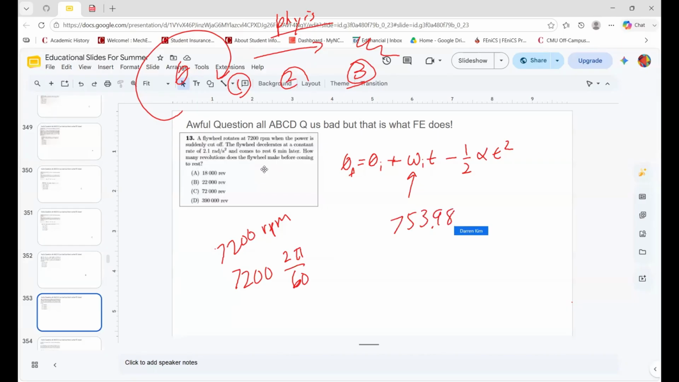753.98. Does it make sense with the RPM we're given? It does. Okay, it kind of does actually. Minus, because it is a deceleration, 2.1 divided by 2 is 1.05. What is t squared? t squared is 60 multiplied by 60, which is 360 and then squared. And over here, I keep on forgetting the t. That's a thing to note. I need to fix that. We have 0 initially, so we just have to plug in here.